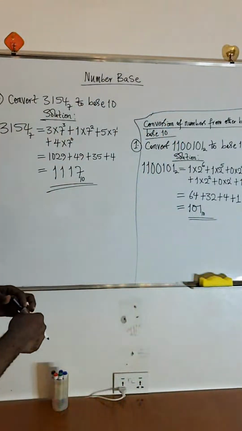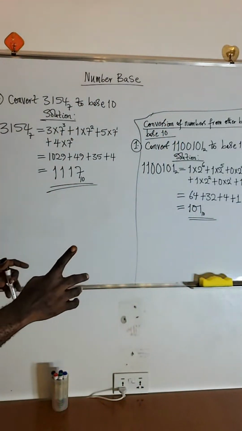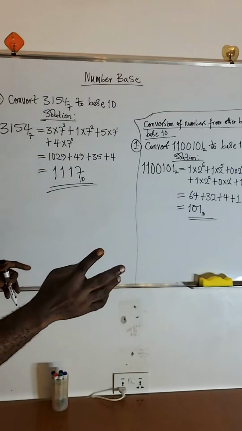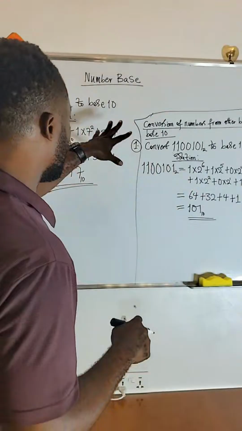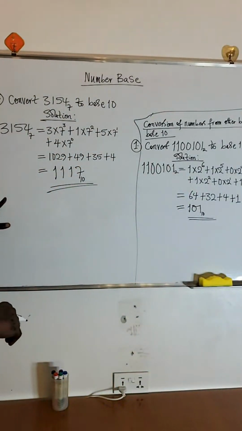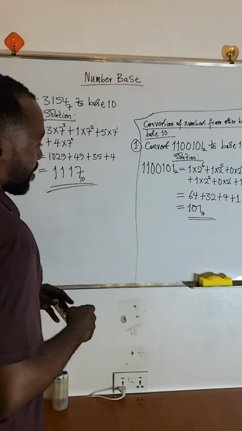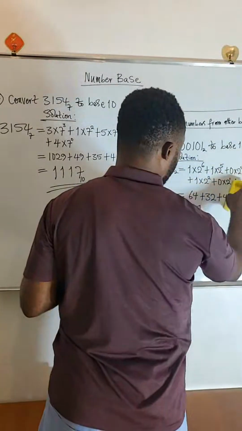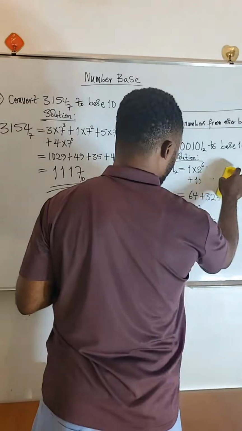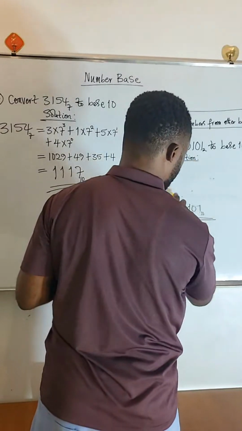So I would like to take one more example. So I don't know whether to clean this side of the board or to clean this side, okay? But let me choose to clean this side up. Let me clean this side. All right.